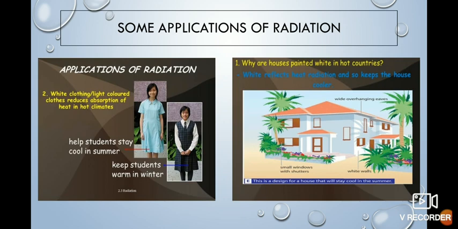Another example of application of radiation could be the color which you put on the outer walls of your houses. In hot countries like India, we tend to put light colors on our walls. So, is there any reason behind it? Yes, the reason is very simple. If you paint the exterior wall white, it will radiate all the heat and the walls themselves do not get hot, leaving the house cool. But on the other hand, if you paint a very dark color, it will absorb the heat, making the house very hot and uncomfortable.